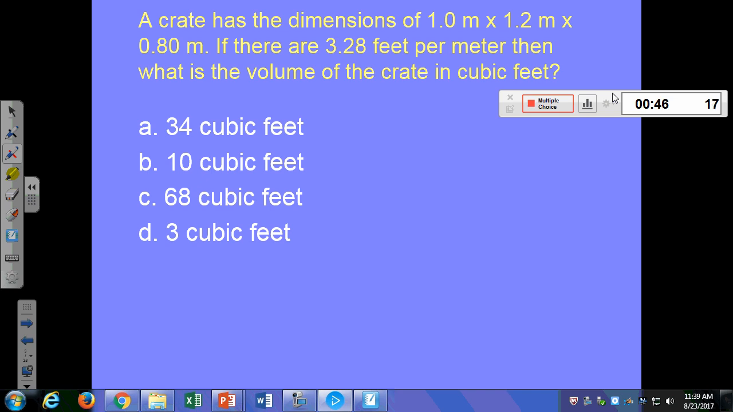I'm going to help you out a little bit because we're almost out of time. Our volume is approximately 1 cubic meter. It's not exactly, but it's approximately 1 cubic meter. And a meter is approximately 3 feet. So I want to convert that now to cubic feet.